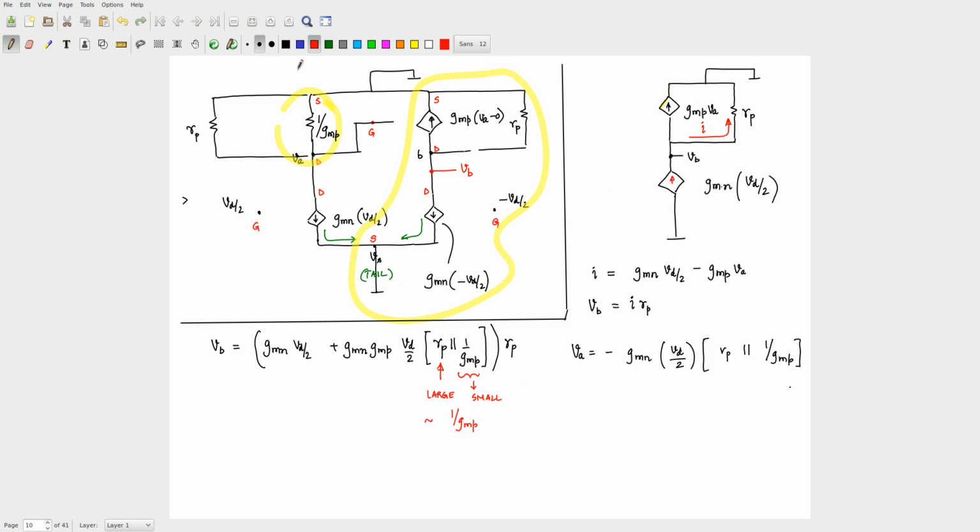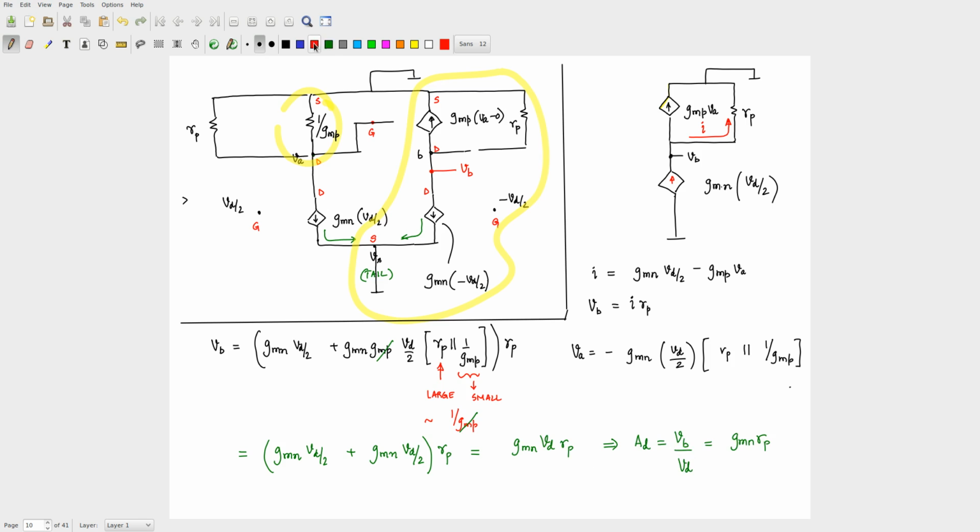And so then you can cut that GMP with this GMP. So I'll get my final result as GMN into VD by 2 plus GMN VD by 2, and the whole thing into RP, which is nothing but GMN VD RP, which means that the differential mode gain AD, which I'll call VB divided by VD, is essentially equal to GMN RP.